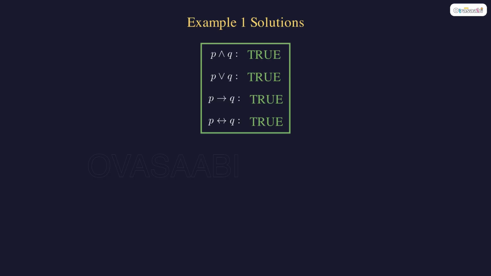P and Q, both true, so true. P or Q, at least one true, true. P implies Q, true leads to true, so true. P if and only if Q, both match, true.